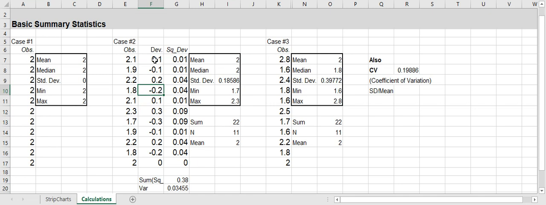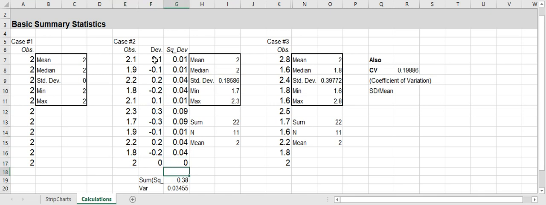And I square it. So 0.1 squared is 0.01, and so forth. 0.2 squared is 0.04, so it's larger, right? So larger deviations get larger squares. So I take the deviation, then I square it here, and then down here there's no deviation at all, right? So there's no deviation, so 0 squared is 0.